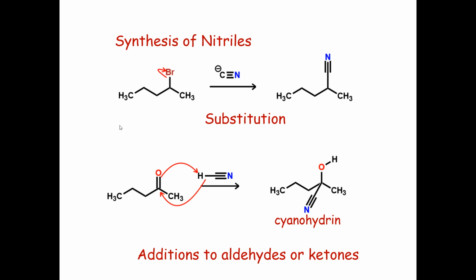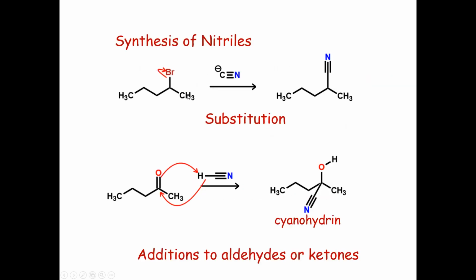Okay. New reaction. And in fact, actually, it's not a new reaction. It's a reaction you had in 321. Synthesis of nitriles. A nitrile, a cyanide, can be formed by using sodium cyanide. Cyanide is a good nucleophile. And here is a nice SN2 reaction.